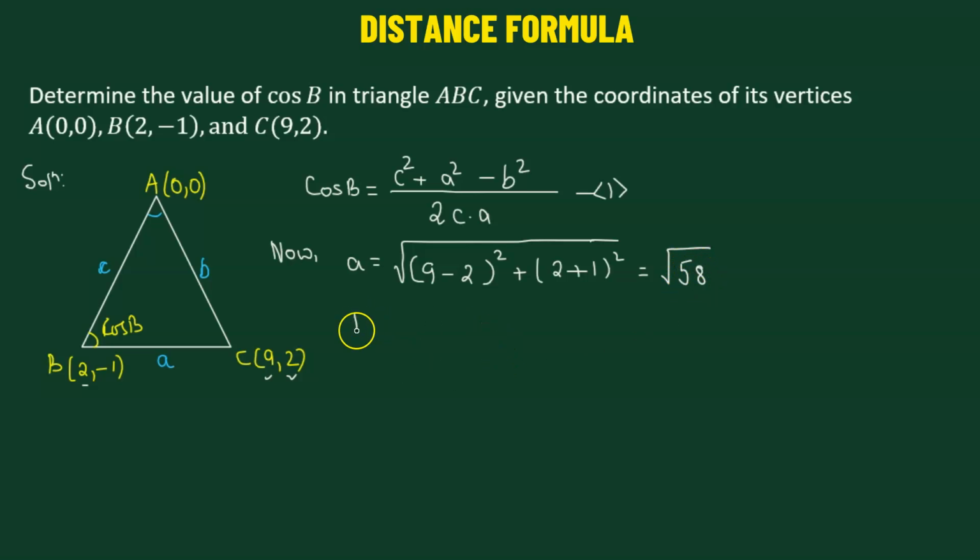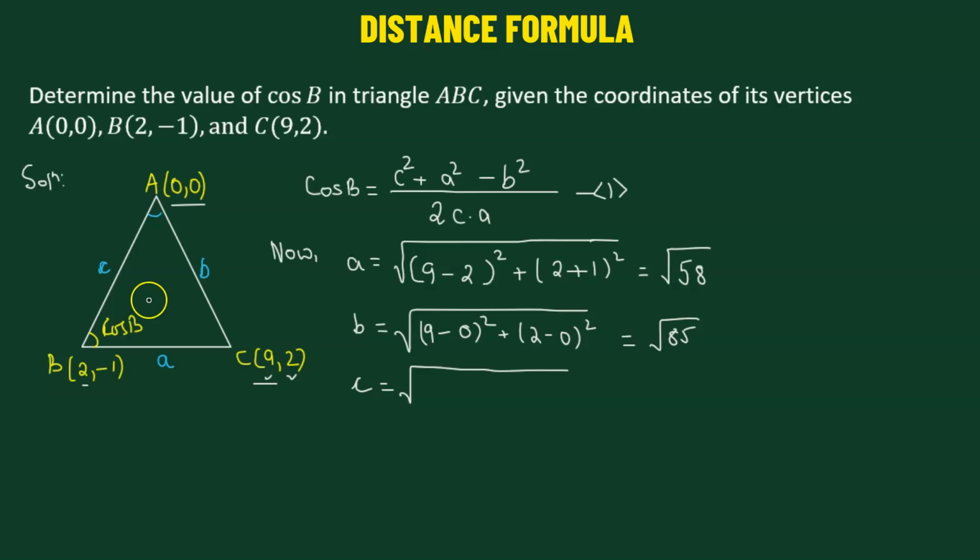Moving on to side b, so b will be equal to the square root of the difference of the x coordinates, that's 9 minus 0 squared, added to 2 minus 0 squared. Since we're considering b, we have considered coordinates of point A and coordinates of point C. So this is going to correspond to square root of 85. Then coming to c, c will be equal to the square root of, now we have to consider the coordinates of point A and coordinates of point B. So the difference of the x coordinates will be 2 minus 0, squared, and then added to the difference of the y coordinates, that's -1 minus 0, so that's simply (-1) squared. And this is going to give us a value of square root of 5.